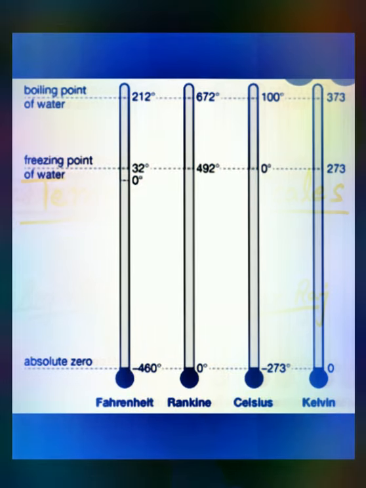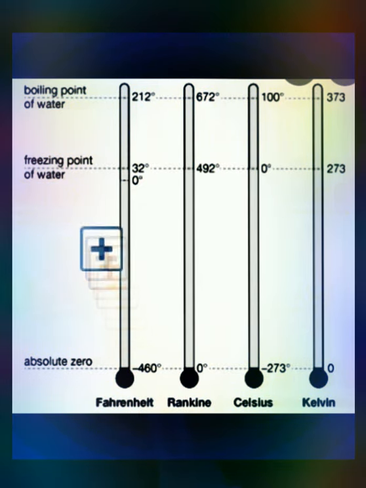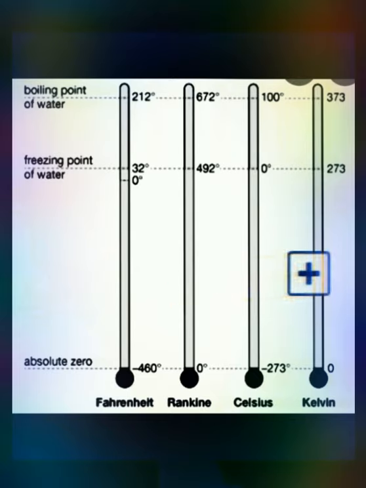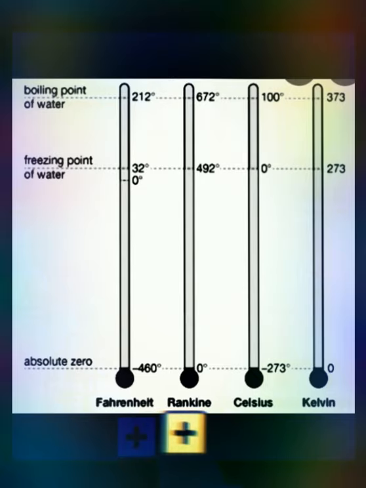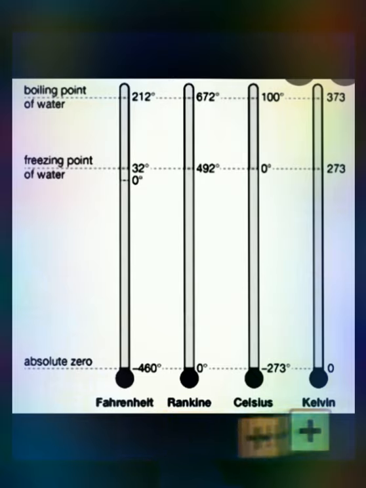Before starting the chapter, let us see these four scales of temperature. You can see these four scales. First is Fahrenheit scale, second you can see Rankine scale, third Celsius, and fourth Kelvin scale.